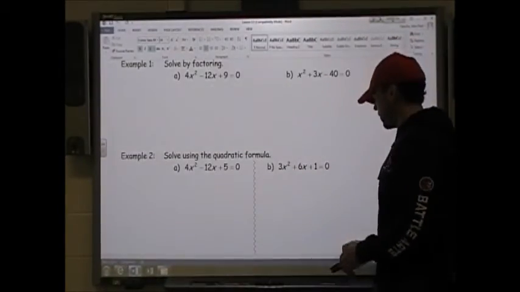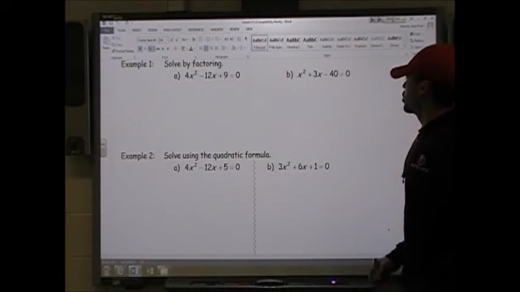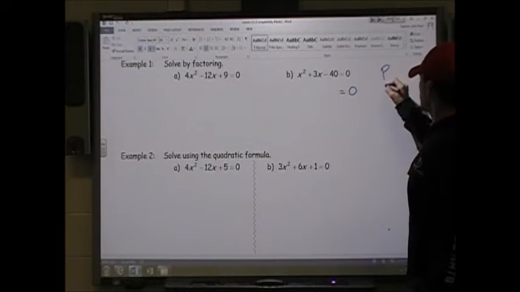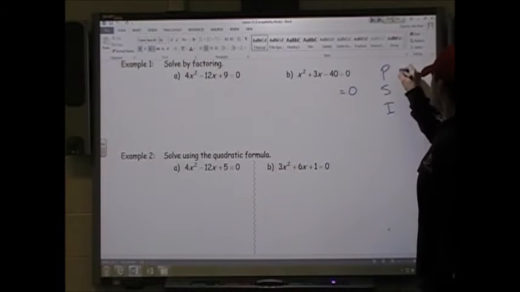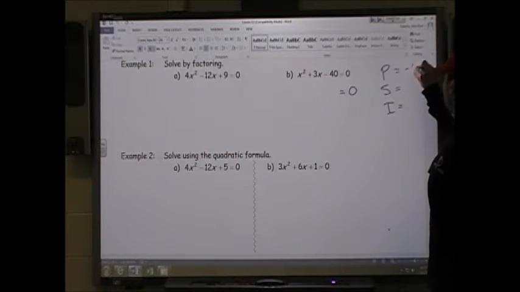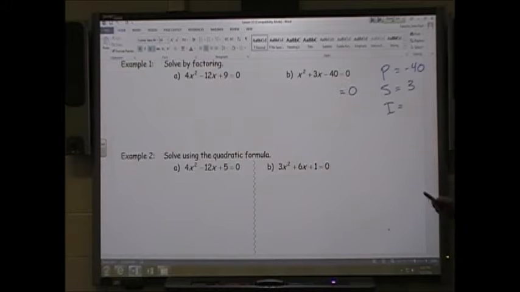In question B, same thing. It asks us to solve using factoring. Now this is just a simple trinomial. So if I go to factor this simple trinomial, I'm just going to use PSI. No need to use decomposition or crisscross method. PSI: the product of this thing is negative 40. The sum of this thing is 3. So I'm looking for two numbers that multiply to negative 40 and add to 3. Just remember, if you're ever stuck, give me the factors of 40.